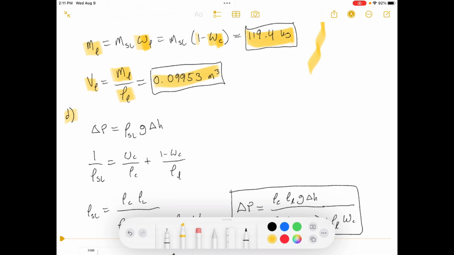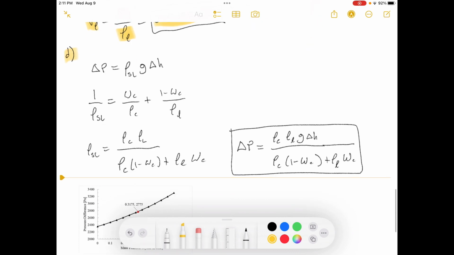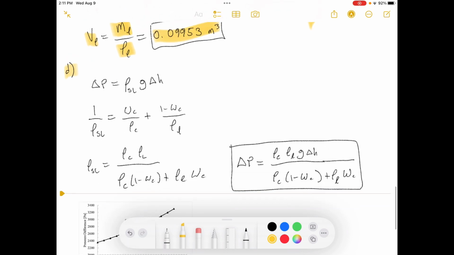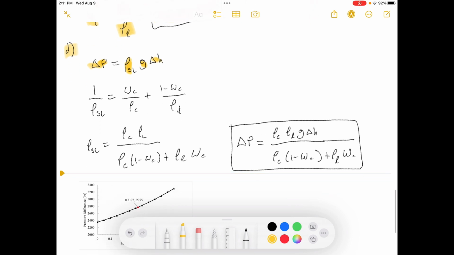So it says to verify that the weight fraction corresponding to the delta P of 2775 pascals on the calibration curve corresponds to the value calculated in part C, like what we did. Okay, so what I did here is, I don't really need to do a whole spreadsheet. I mean, I did end up doing it, but I just solved for, okay, we've got our delta P here, and we've got our density there, and the given value that they gave to us, okay, right?